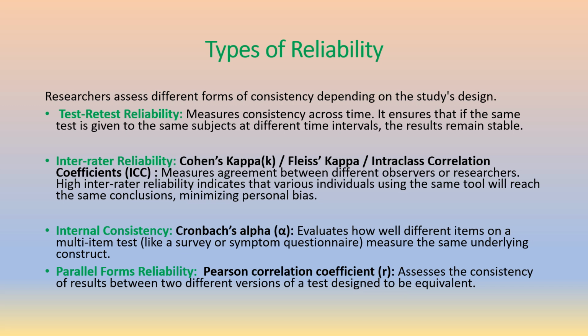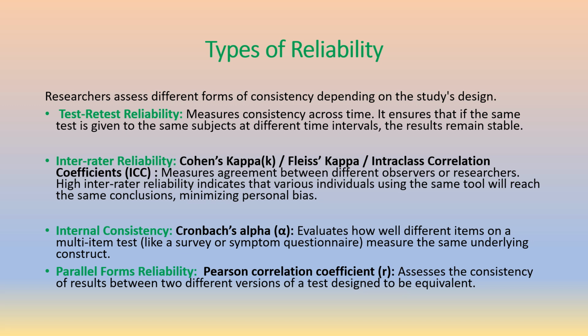Core types of reliability. Researchers assess different forms of consistency depending on the study design. Test-retest reliability measures consistency across time. It ensures that if the same test is given to the same subject at different time intervals, the result remains stable.